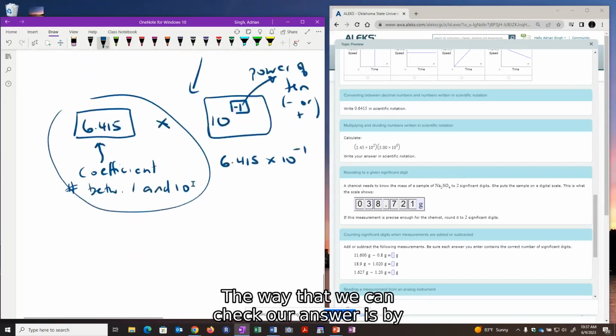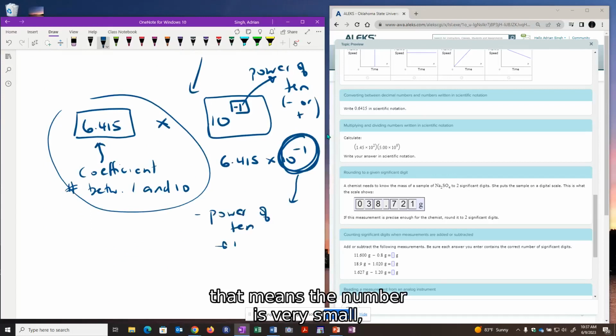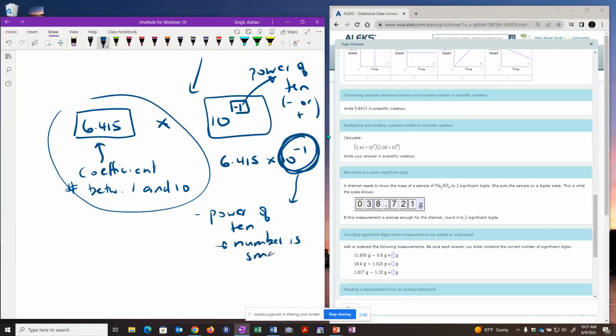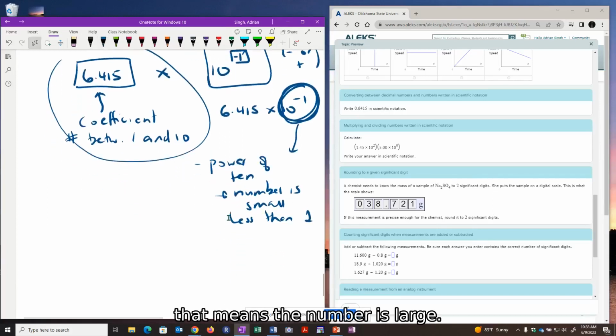And the way that we can check our answer is by looking at the power of 10. If you have a negative power of 10, that means the number is very small, which is going to be less than 1. If you have a positive power of 10, that means the number is large.